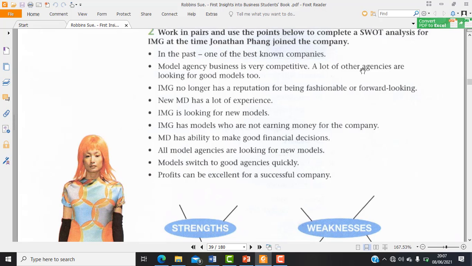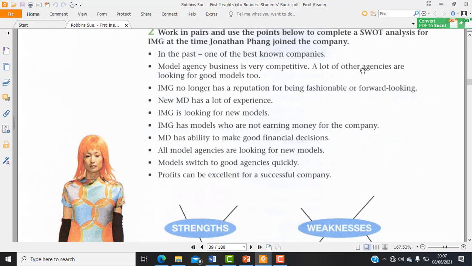And then we go to number 4. New MD has a lot of experience. New MD itu managing director, has a lot of experience. So we can say that this is strength. Jadi yang keempat itu maksudnya ke strength. Okay, ING is looking for new models, mencari model yang baru. Itu apa maksudnya? Ke opportunities atau ke peluang ya. And ING has models who are not earning money for the company. Itu maksudnya kemana? That's right, itu maksudnya ke weakness, ke kelemahannya.